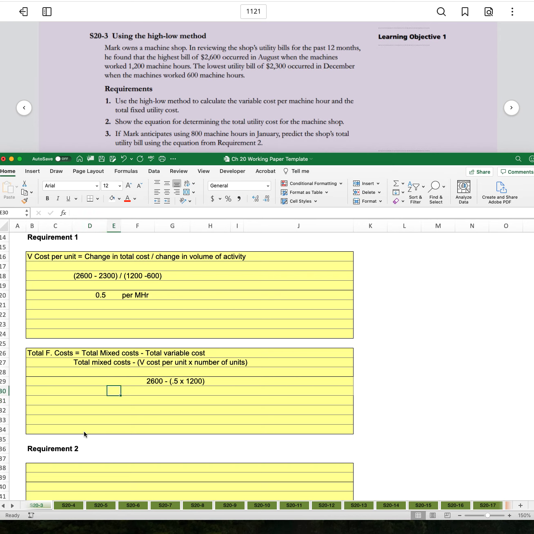And so then that gives us 2,600 minus 600, because 0.5 times 1,200 is 600, which gives us 2,000 for the total fixed costs.